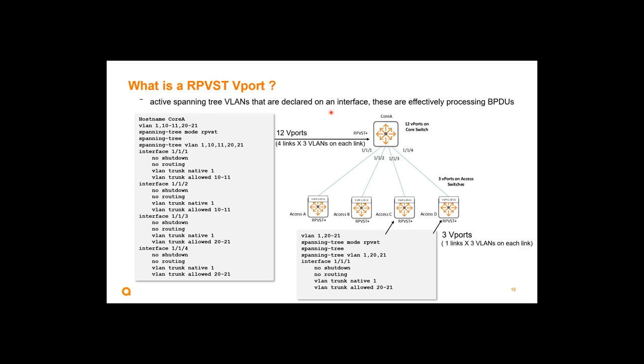If we look at this topology here, we have this core switch. It's actually got three VLANs per link, and we can see this in the configuration. If we look at link 111, it's got one native and VLANs 10 and 11. So that's three active VLANs, and all the ports are configured the same. So that's 3, 6, 9, 12. So that makes 12 active vPorts.